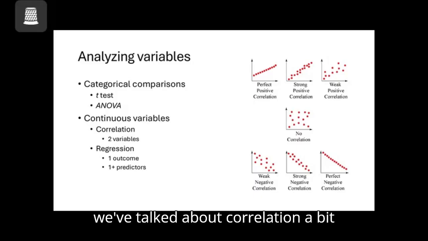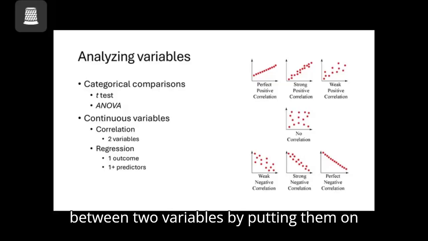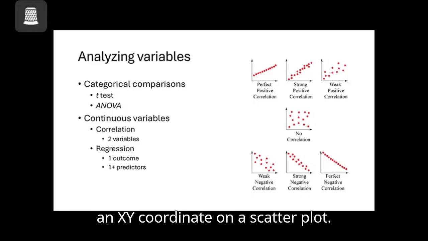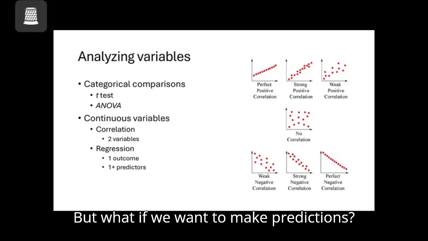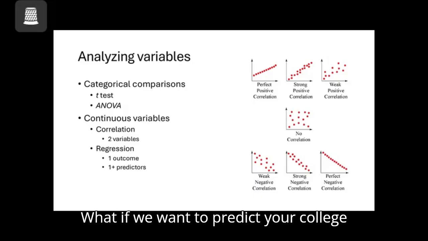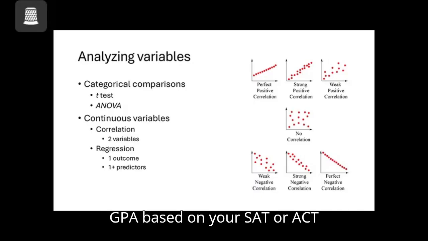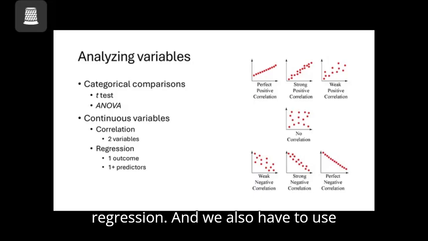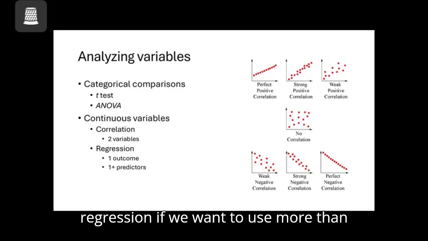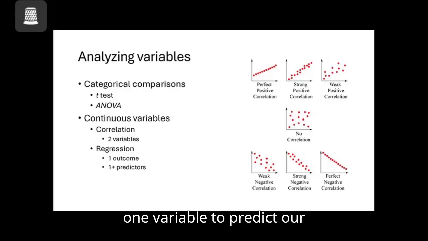So we've talked about correlation a bit before back in chapter 6. This is simply plotting the association between two variables by putting them on an XY coordinate on a scatter plot. But what if we want to make predictions? What if we want to predict your college GPA based on your SAT or ACT scores? To do that, we need to use regression. And we also have to use regression if we want to use more than one variable to predict our outcome variable.